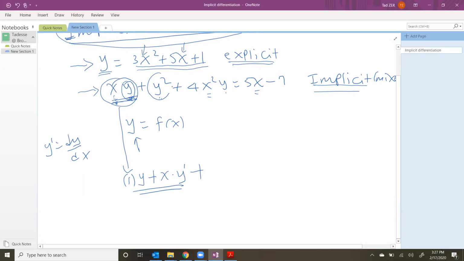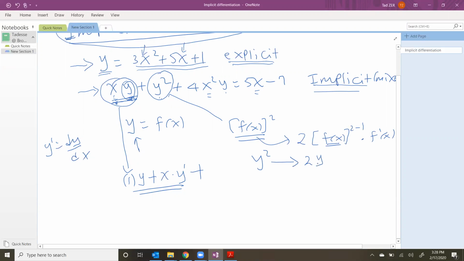Let's go here. What does y squared mean? Y squared is nothing but f of x squared. So how do you find the derivative of this? I have to use the chain rule, or in particular, the general power rule. So it becomes 2 times f of x to the power of 2 minus 1 times the derivative of the inside, which is f prime of x. If I have y squared, it's the same thing. The derivative becomes 2 times y to the power of 2 minus 1 times y prime.